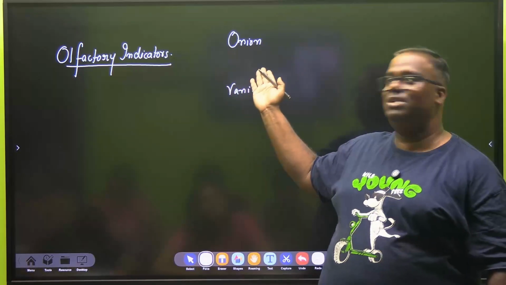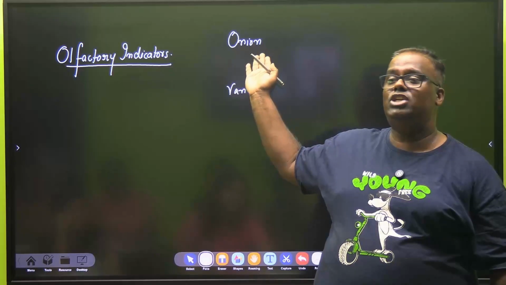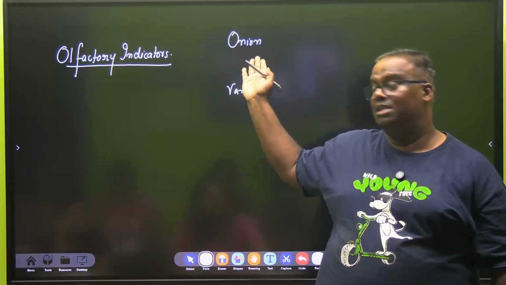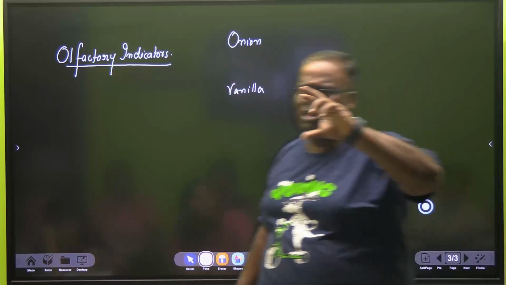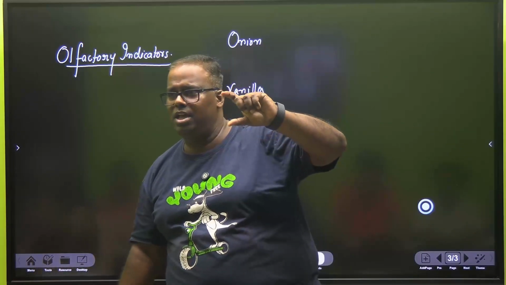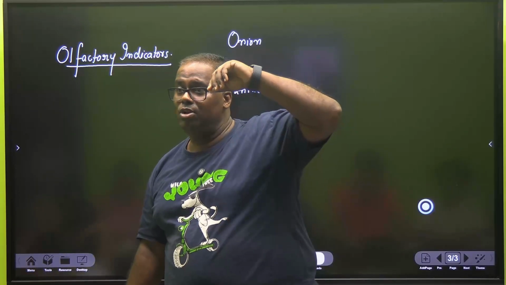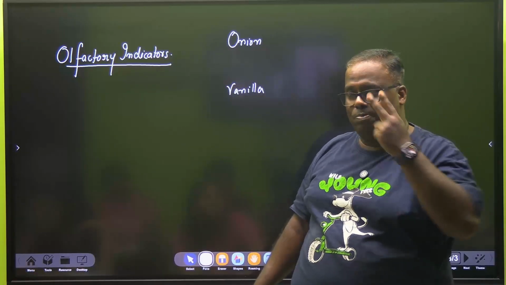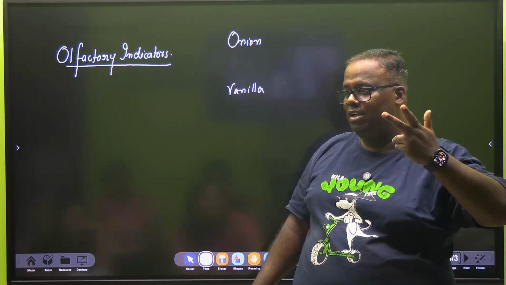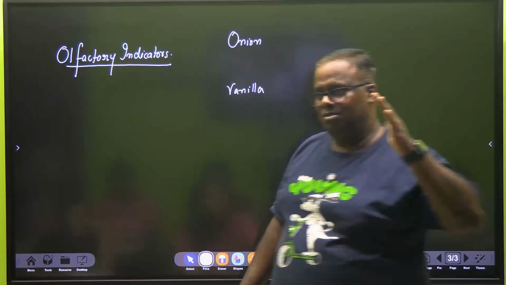So onion is known as a natural indicator. Got it? Similarly is vanilla. Vanilla has a very strong smell. Open a vanilla essence, the small bottle that we use for making cakes. When you make vanilla cakes or vanilla ice cream, not more, only 2 drops. Because if you add more vanilla, it will become bitter.